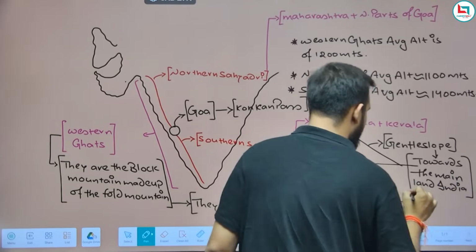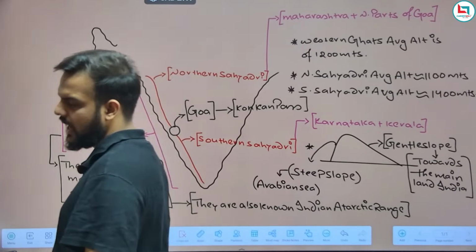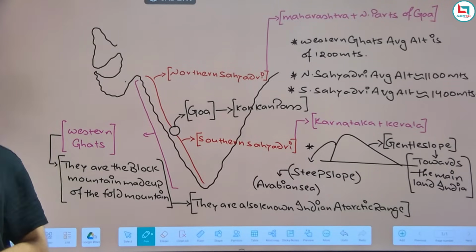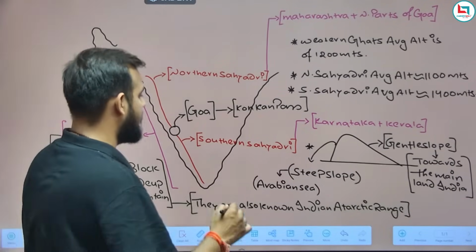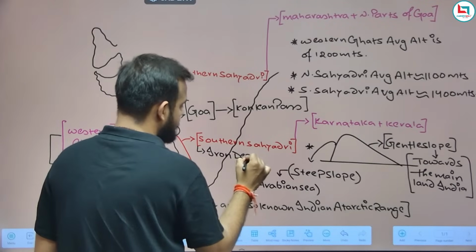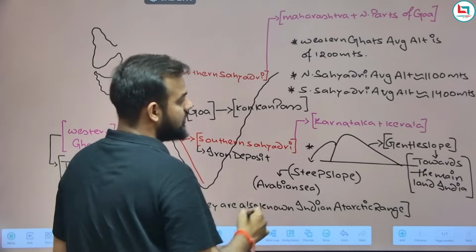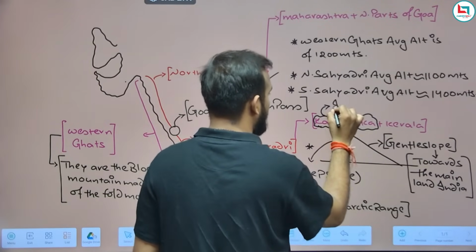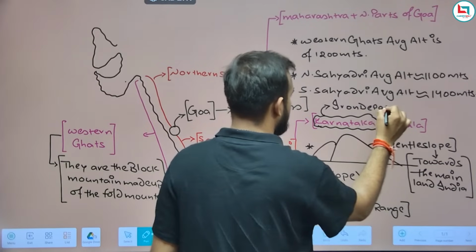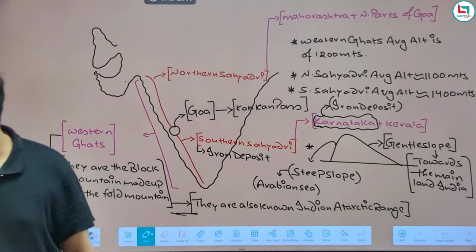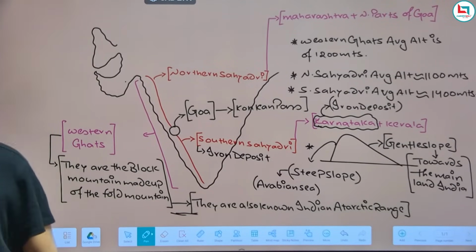Now guys, next thing, in southern Sahyadri we have the deposition of iron, especially in the state of Karnataka. In the state of Karnataka we have iron deposits. And you people might know the fact that Karnataka produces a high amount of iron in India.